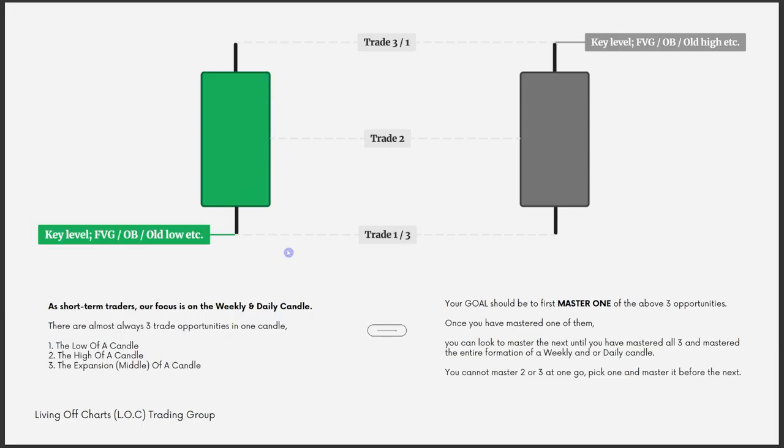Now our goal is to master one of those three opportunities first, and once you have mastered it, you can look to master the next one, until you have mastered all three of the entire formation of the weekly or daily candle. You cannot master two or three at once, so pick one and master it before you go to the next.